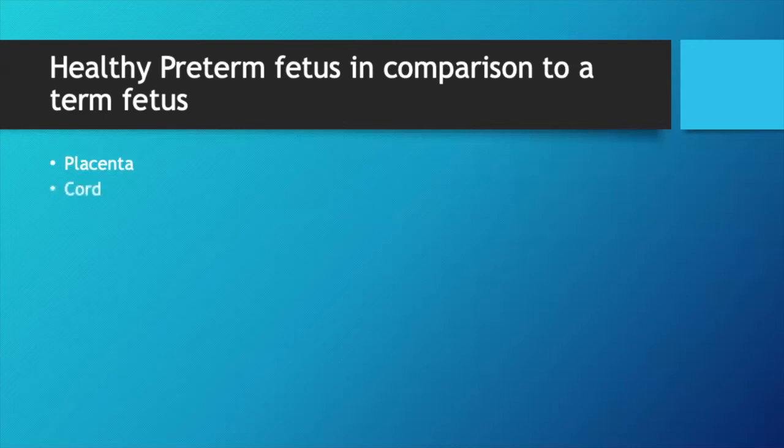What about the cord? Is the cord any different when the baby's preterm than when the baby's term? I assume it's also smaller. So it's thinner, and it also has less jelly, so it's actually less protected. The fact that the cord is thinner and has less water and jelly means that it can more easily be compressed. So relatively of the same length, but thinner, hence more liable to compression.